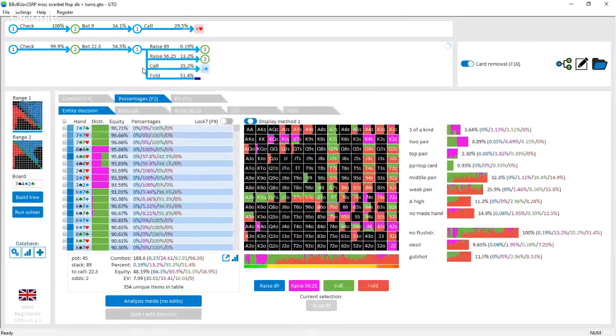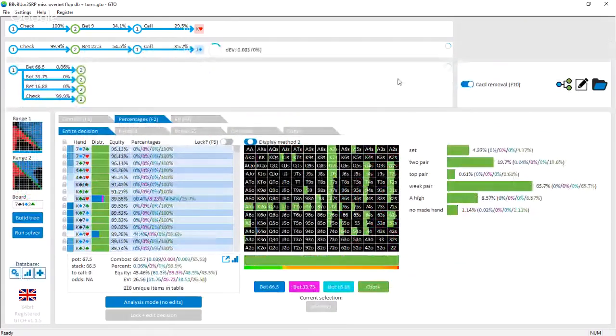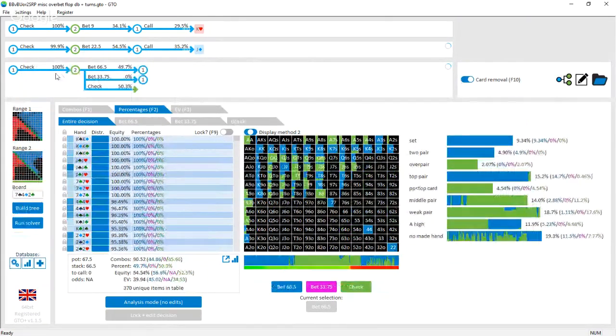So you want to look at this particular river, and you want to run it to 0 EV. Just press that, and then eventually it goes to 0 EV. So it's pretty quick on the river, but on the flop, it's going to take a bit longer to run the turn to 0 EV.